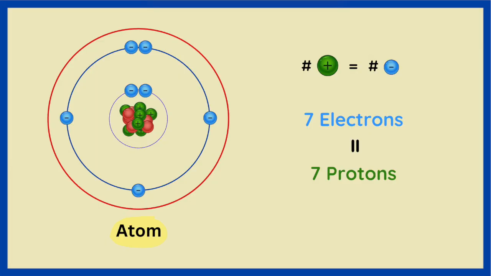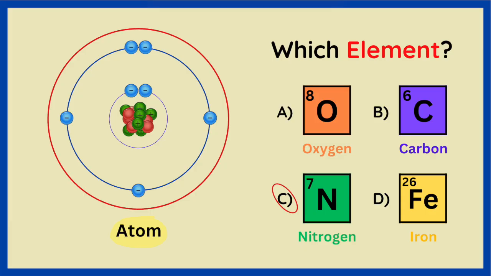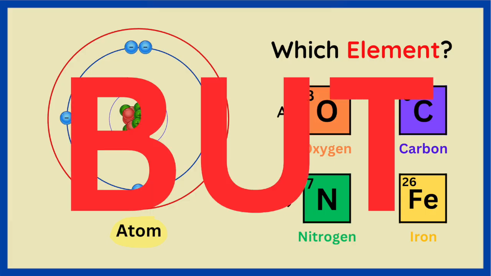Remember, our atom of interest has both 7 electrons and 7 protons, an equal number because it's an atom. Therefore, N, nitrogen, is our element of interest. With that said, however, how much information do we really know about this atom of nitrogen that we're given?